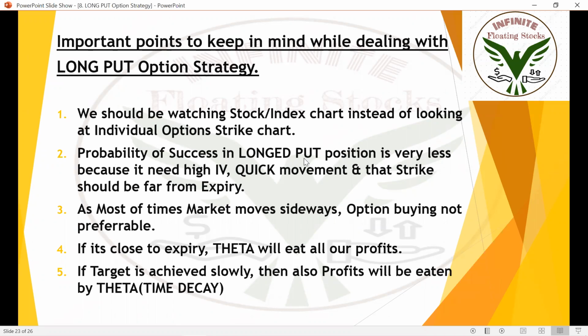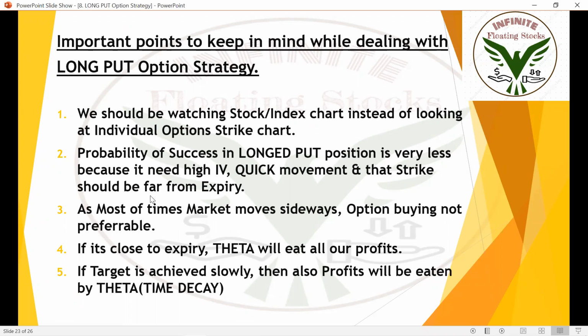And the probability of success in long put positions is very less. Yes, that's true, because it needs high IV, quick movement, and the strike price should be very far from expiry. Like I told you, time decay happens faster on Wednesday and Thursday, so it's not advisable to use a long put option strategy on Wednesday and Thursday, as most of the time the market moves sideways.